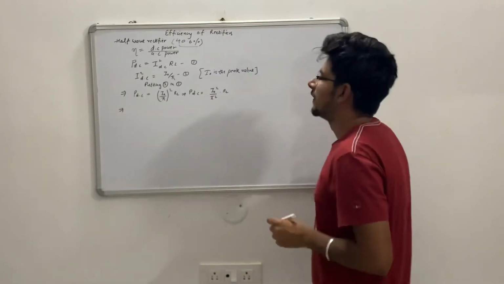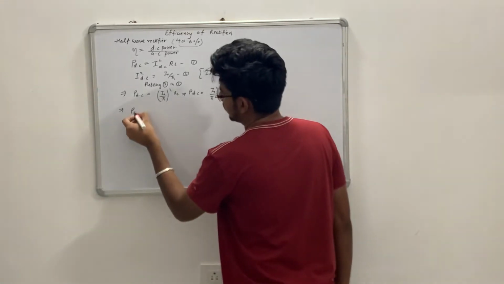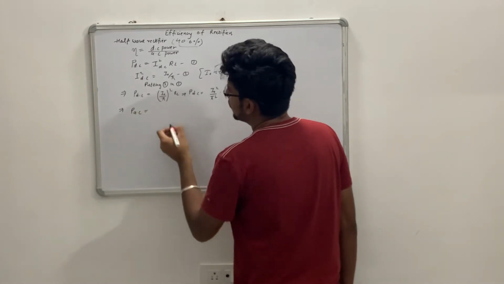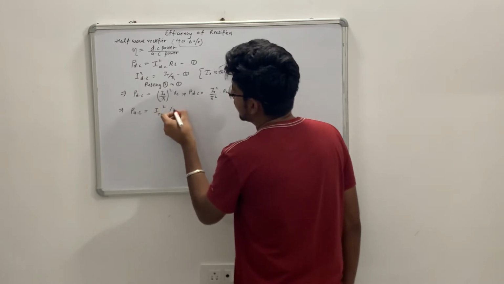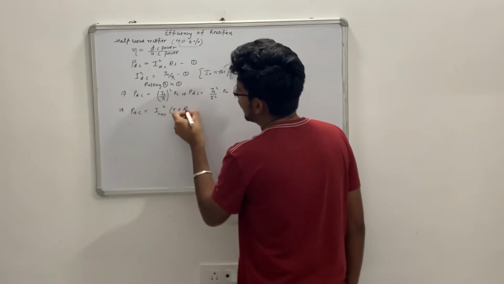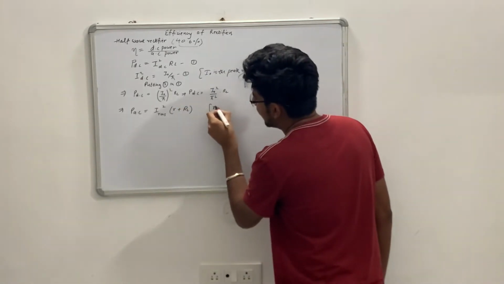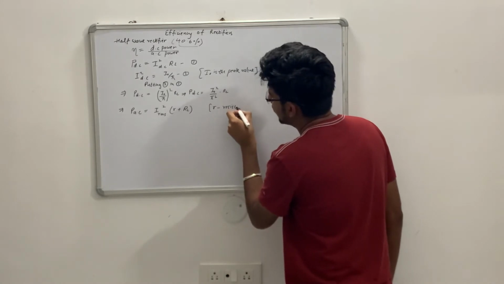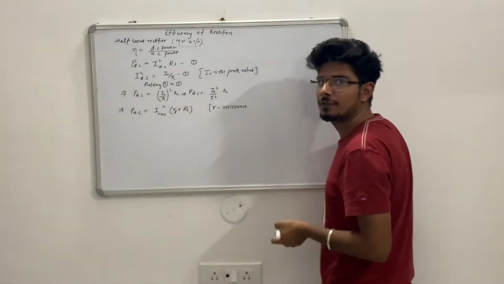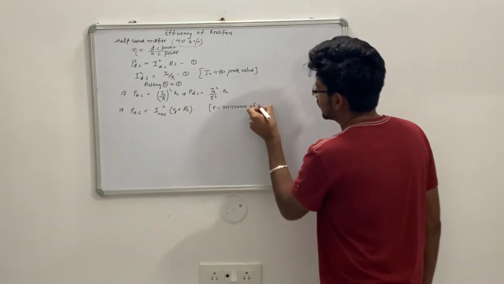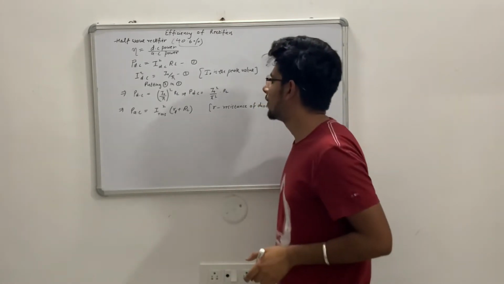So now we will calculate our AC power. AC power is equal to I RMS square into small r plus capital RL. This small r is our resistance of diode. We can write RD, resistance of diode, that is our PN junction diode, and RL, as we know, is the value of load resistance.